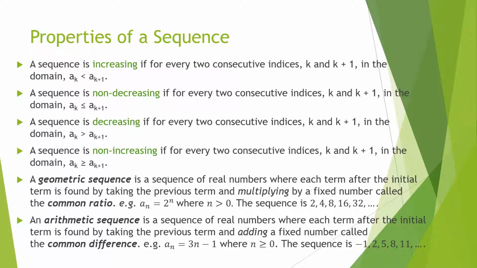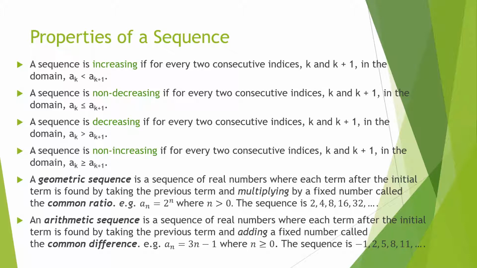If you replace n by 0, then a sub n would be negative 1. So a sub 0 is negative 1. If you replace n by 1, then a sub 1 would be equal to 3 times 1 minus 1, which is 2. If you replace n by 2, then you get 3 times 2 minus 1, which is 5. Replace n by 3, 3 times 3 minus 1 is 8. Replace n by 4, 3 times 4 minus 1 is 11. And this list continues forever.